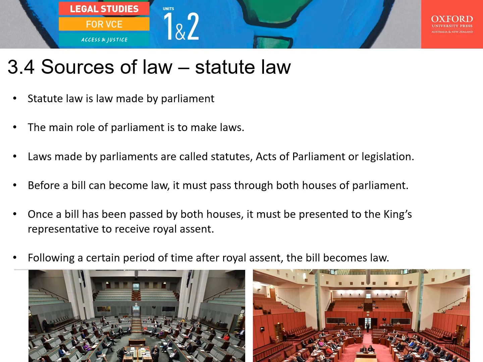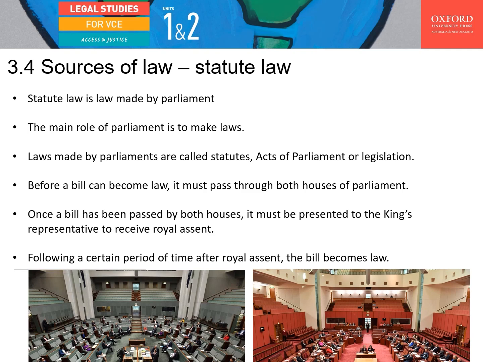So the primary role of Parliament is to make law, and laws that are made by Parliament, sorry, are called statutes or acts of Parliament or legislation. They do this through creating bills, and a bill is basically just a proposal for a new idea for a law, whether it be a new law or an amendment to a law. But before a bill can become a law, it has to pass through both houses of Parliament.